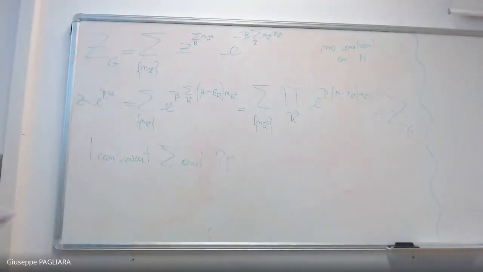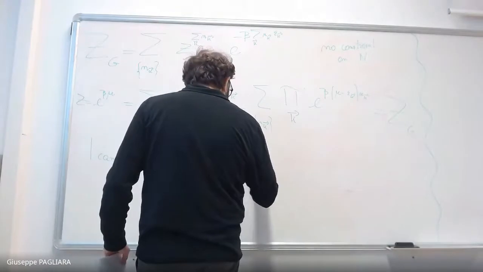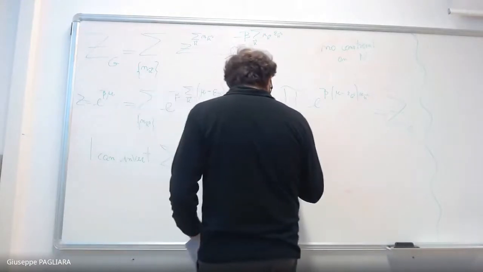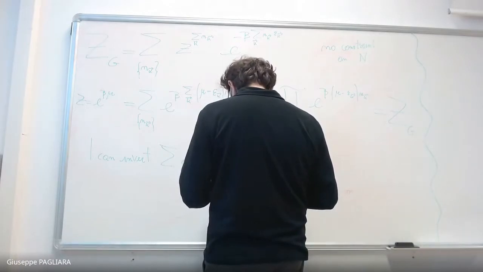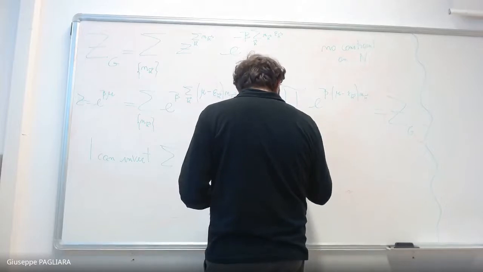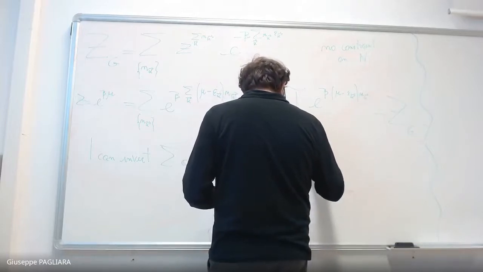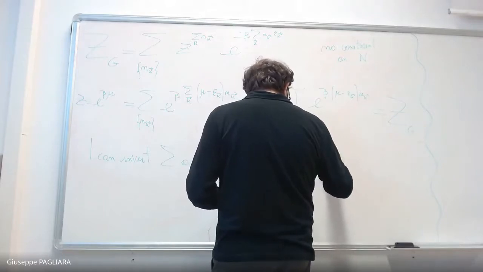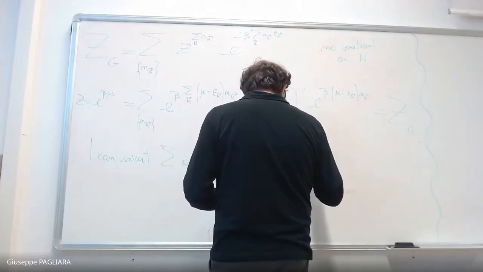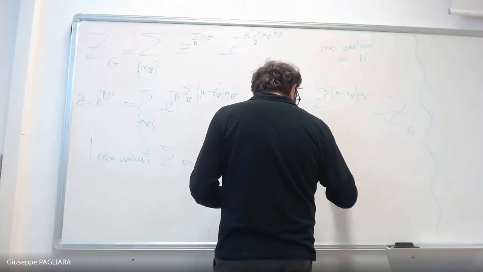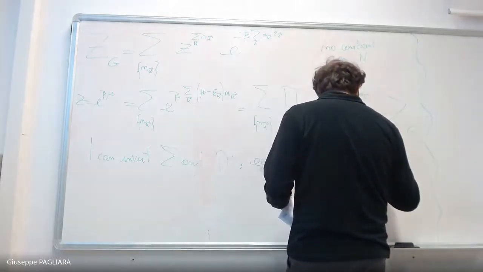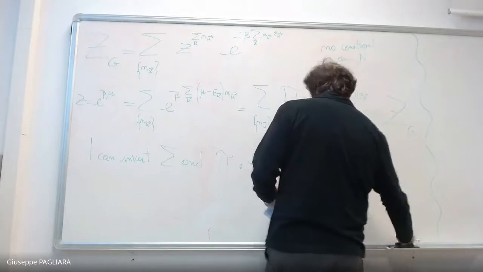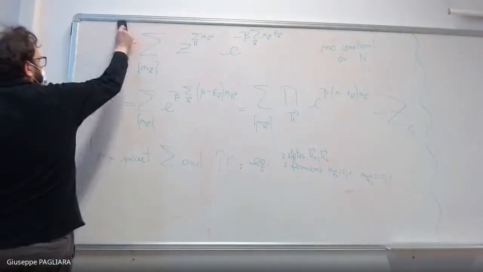To justify this, let me make an example again as before. As an example, take two fermions with two states, k1 and k2, and two fermions with nk1 equal to 0 or 1 and nk2 equal to 0 or 1. And let me consider this situation.